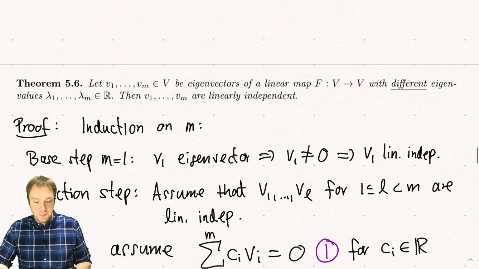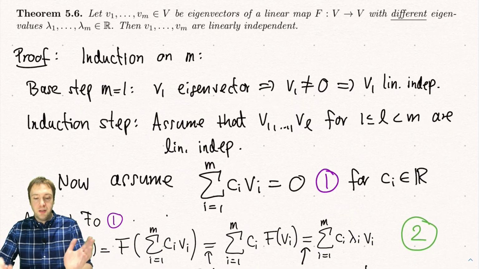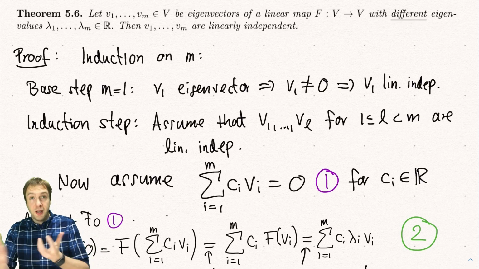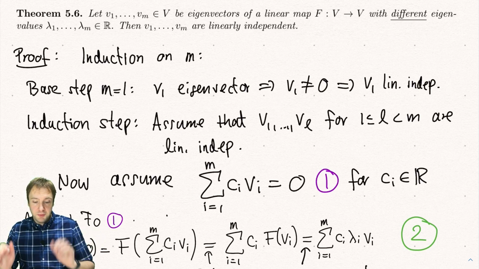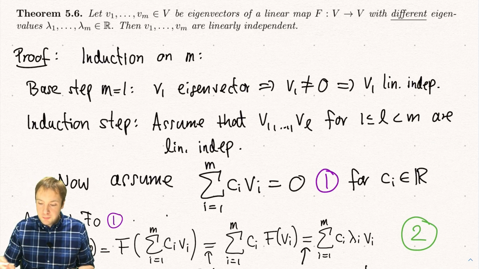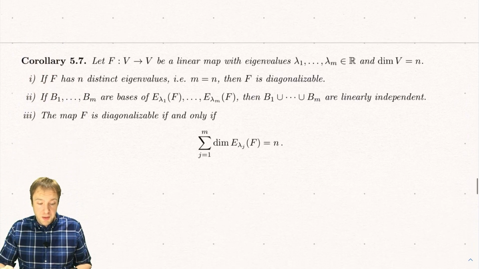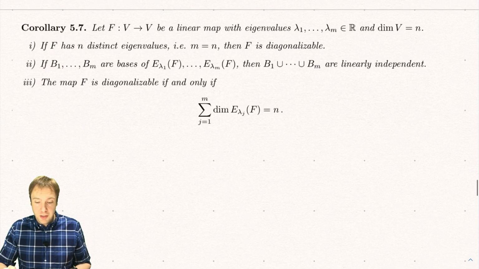And this proves the theorem. So in other words, every time you have a linear map and eigenvectors for different eigenvalues, then these vectors are always automatically linearly independent. And this implies several things. So we have this corollary here.